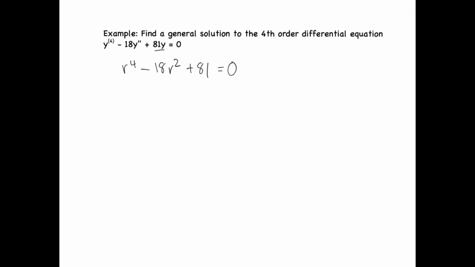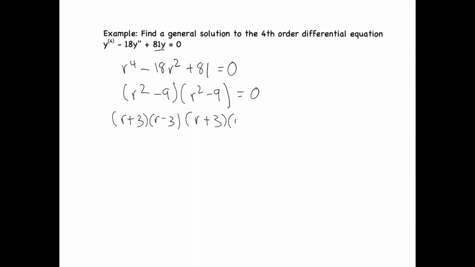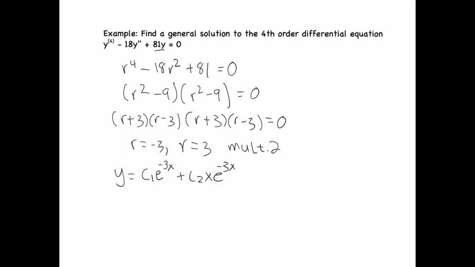So there's our characteristic polynomial, and we're going to have to do actually a couple layers of factoring because we have this r to the fourth and r squared. This can actually be written as r squared minus 9 times r squared minus 9. And then that can be factored a little bit further into r plus 3, r minus 3, and the same thing again. So we are actually going to have two roots that are both multiplicity 2. I've got r equals -3 with multiplicity 2 and r equals 3 with multiplicity 2.